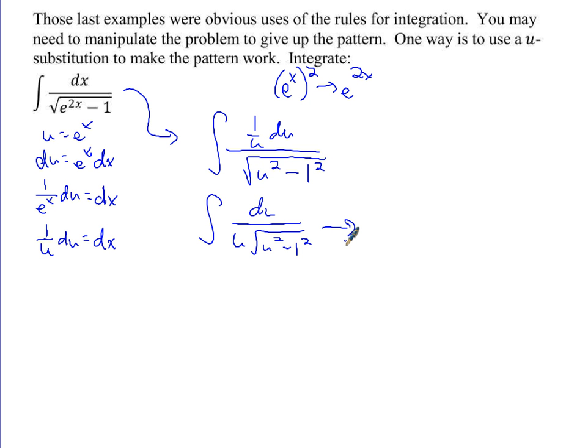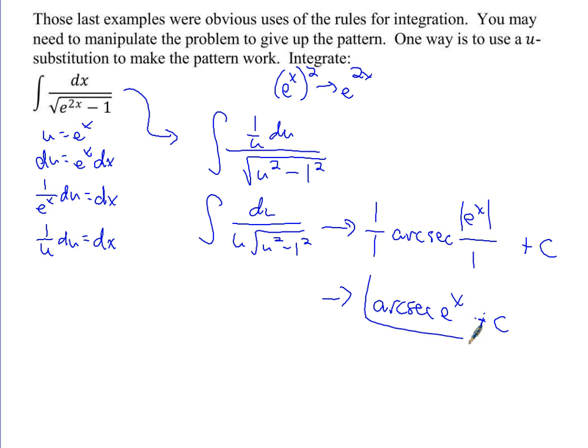So what is that first part? It's 1 over a, which is 1. So we have 1 over 1, arcsecant of the absolute value of u, which is e to the x, plus c. So now we can simplify that answer. Arcsecant of e to the x, because even if I plug in a negative number for x, it's always still going to be positive. It's going to be very small, but it'll be positive. So I don't need the absolute value. And actually, because it's e to the x, I don't even need parentheses. Plus c. There's your answer.